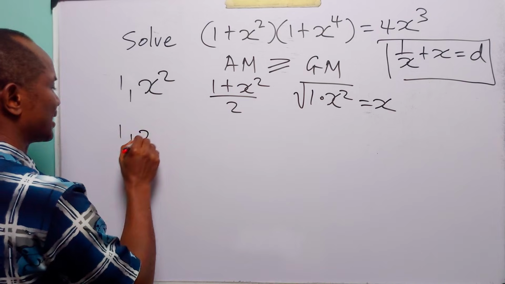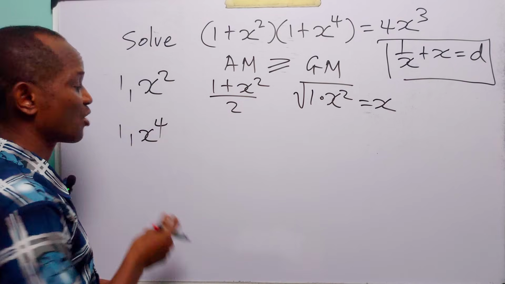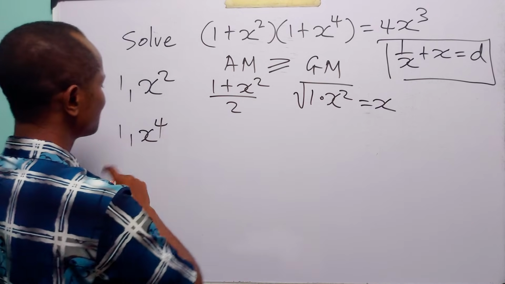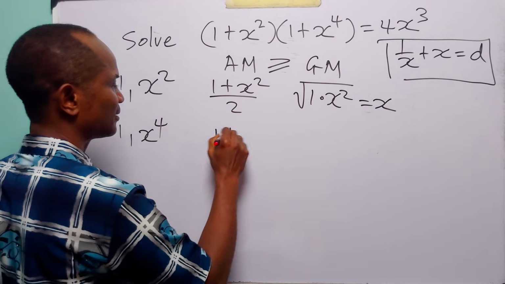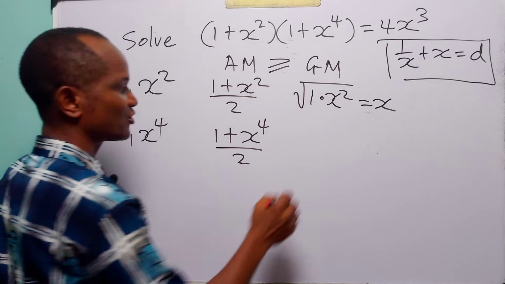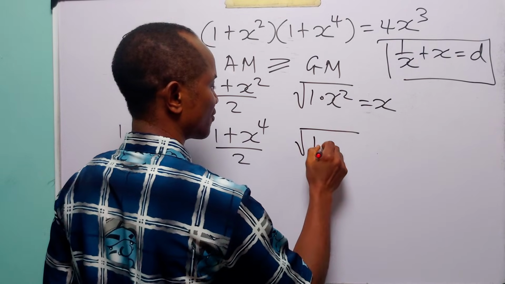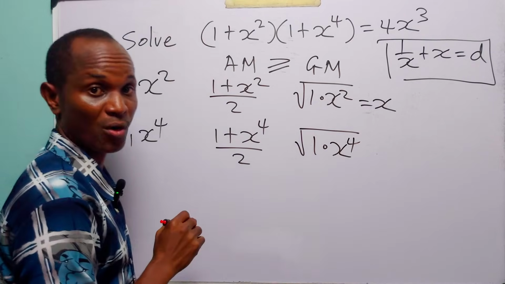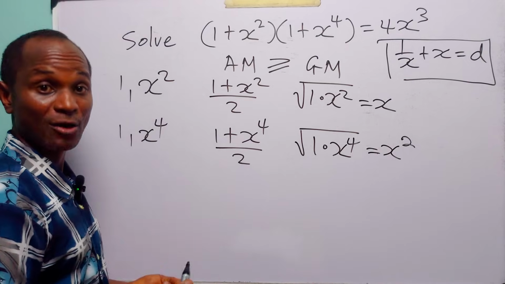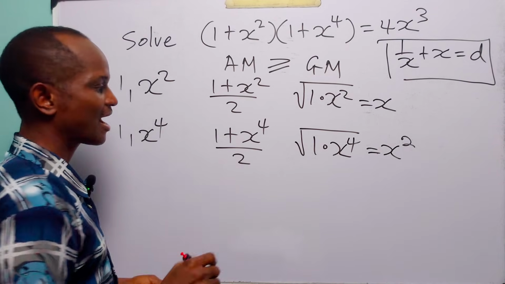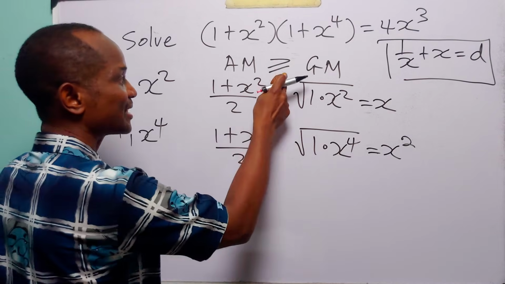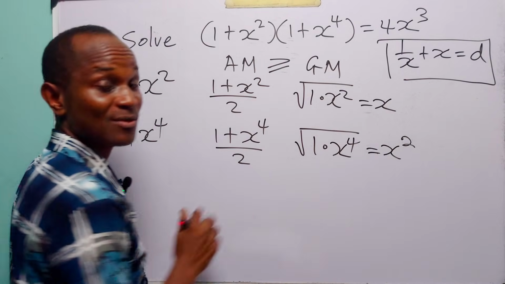We have 1 and x to power 4. Once more, you know that x to power 4 must be positive. The arithmetic mean of these two numbers is 1 plus x to power 4 divided by 2. And the geometric mean, once more, is the square root of 1 times x to power 4. And of course, you know that this is equal to x squared. Now, according to the AMGM inequality, we have that 1 plus x to the power 4 divided by 2 must be greater than or equal to x squared.